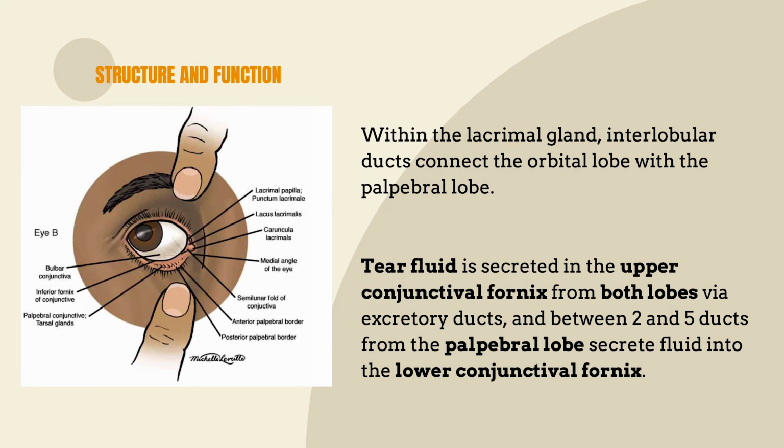Within the lacrimal gland, interlobular ducts connect the orbital lobe with the palpebral lobe. Tear fluid is secreted in the upper conjunctival fornix from both lobes via excretory ducts, and between 2 and 5 ducts from the palpebral lobes secrete fluid into the lower conjunctival fornix.